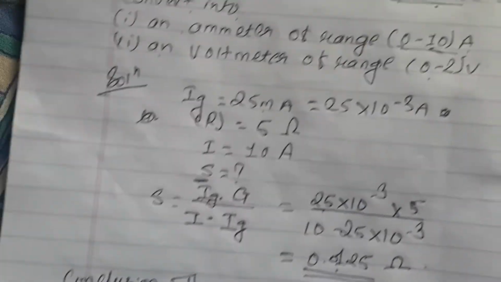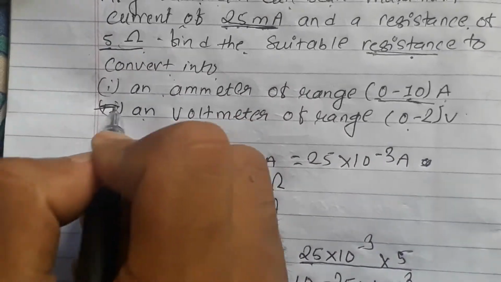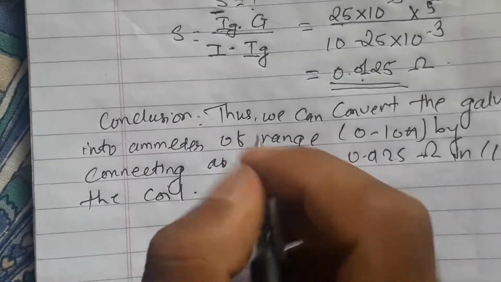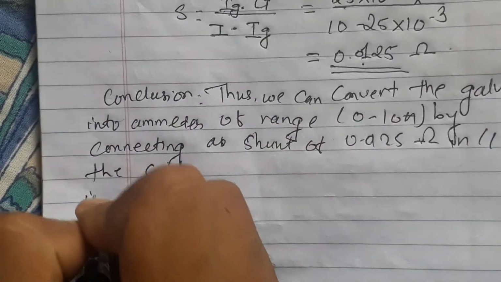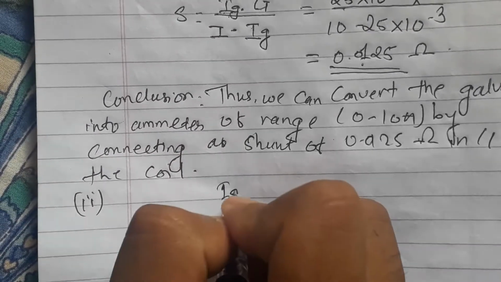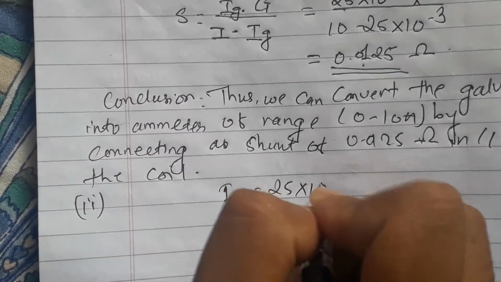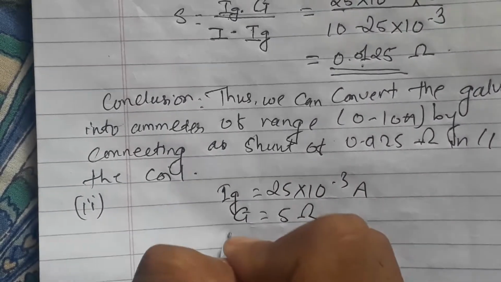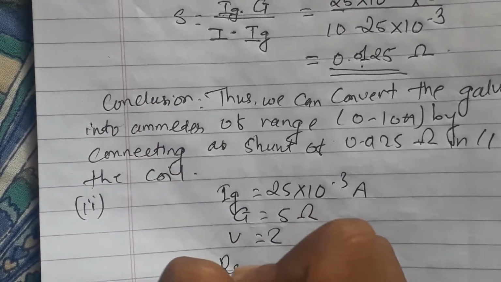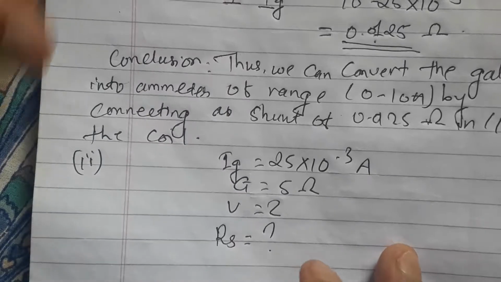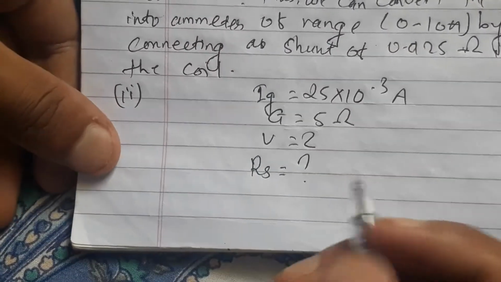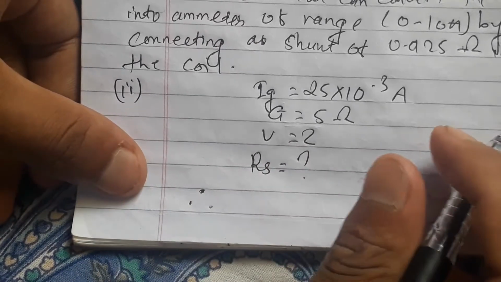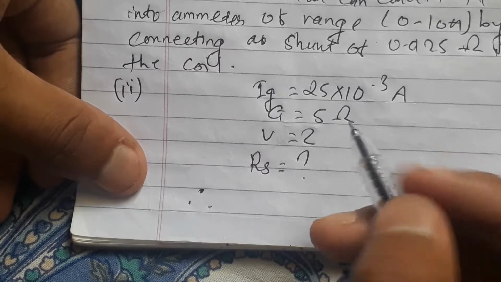Let us look at the second question, a voltmeter of range 0 to V volt. In the similar case, Ig is equal to 25 into 10 to the power minus 3 ampere, G is equal to 5 ohm, V is equal to 2 volt, and Rs, the series resistance, is equal to what? So we'll do the derivation later.